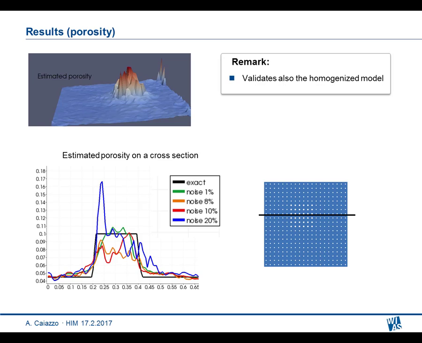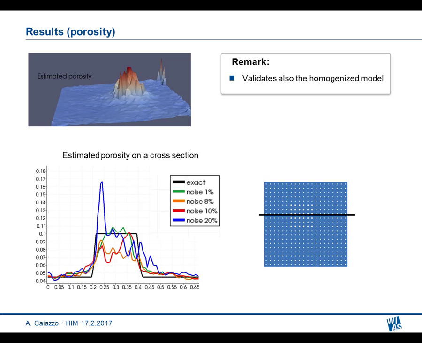So we see that here is the cross section of the domain. The black one is the exact porosity. So there's larger bubbles here and smaller here. And you can see that if the noise is not too big, in a normal range, the algorithm finds a high porosity subdomain in the middle. And it's the 3D figure, you see also on the boundaries there are artifacts.